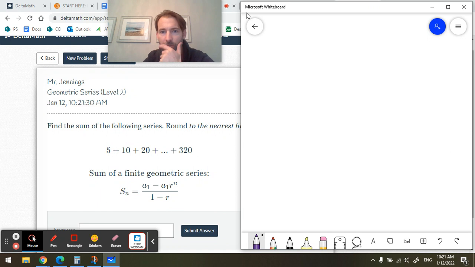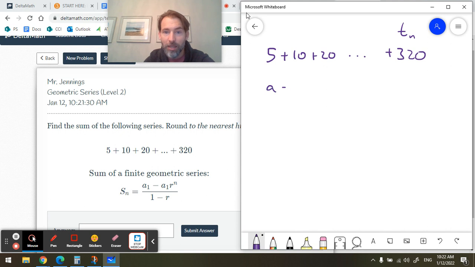First, write it down. 5 plus 10 plus 20. Pretty easy to see, this is geometric. It's growing by a factor of 2 every time, not a factor of 5, Mr. Jennings, factor 2. Dot dot dot, plus 320. At some point this is going to have a term that's 320. I want to know what term number that is. So let's find that out.